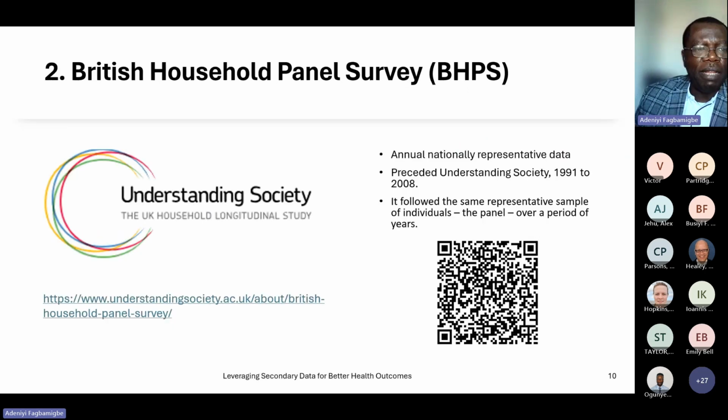Another example of a panel survey is the British Household Panel Survey, which started in 1991. It has now been archived, but the data is still available. It's equally very, very rich. It followed the same representative sample of individuals over a period of years between 1991 and now. It can be used for different types of research.